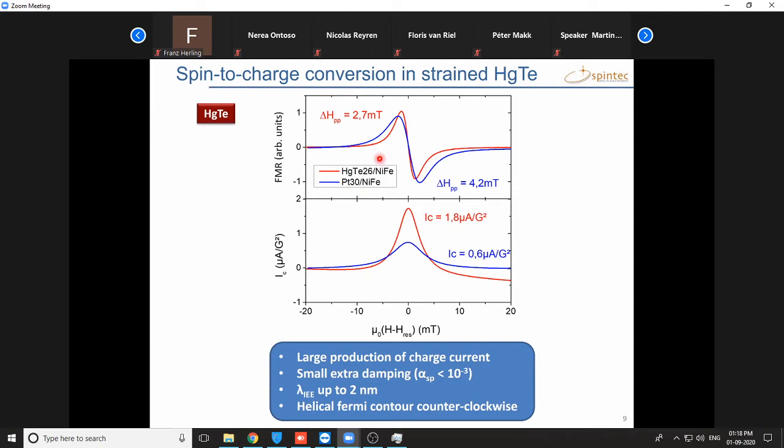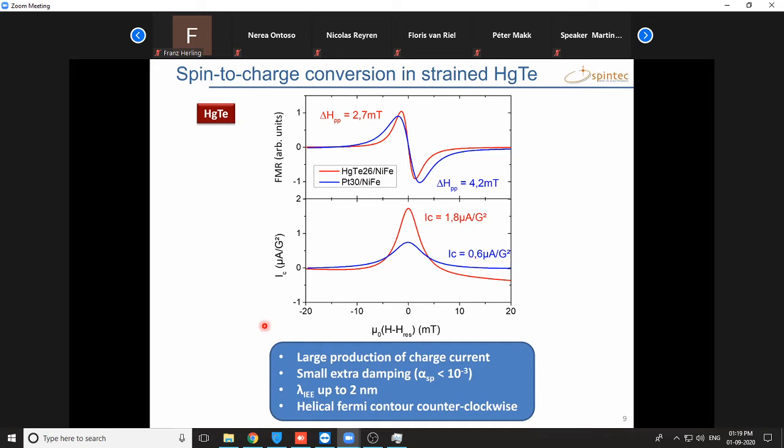So there are two interesting features. The first interesting feature is that the mercury telluride induces a much smaller broadening of the line width of the resonance spectra, meaning that we have much less loss of angular momentum, much less relaxation when we attach mercury telluride to nickel iron with respect to platinum. Second interesting feature is that the produced current is 3 times larger at room temperature with respect to platinum. So we have, on one hand, we inject less spin current, but we generate much larger charge current.